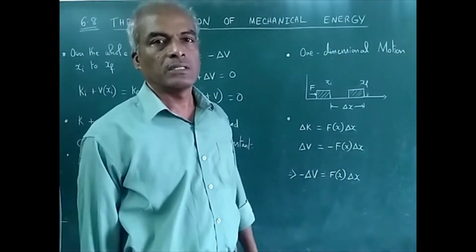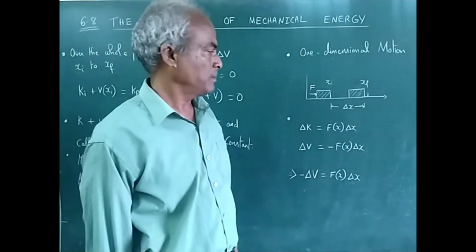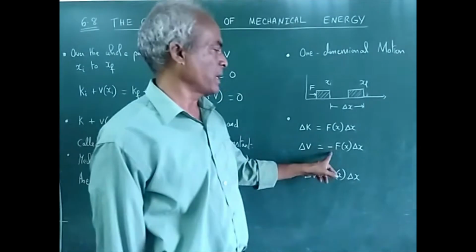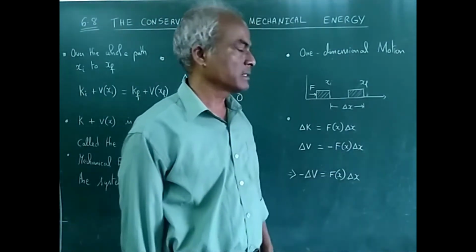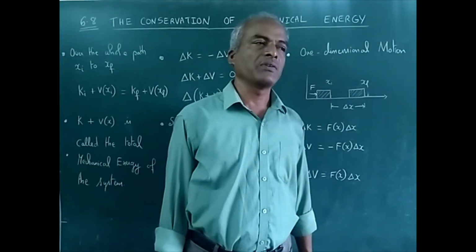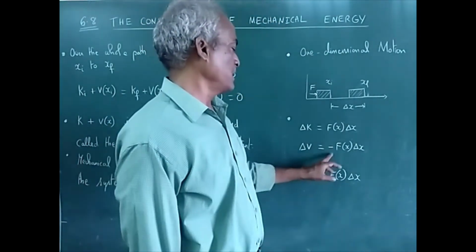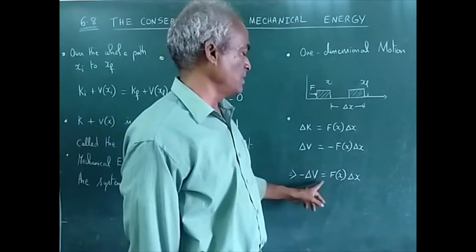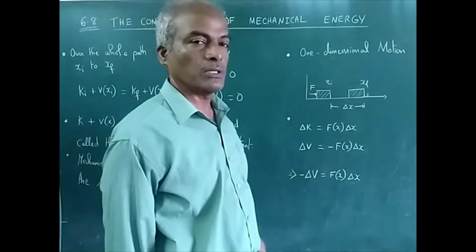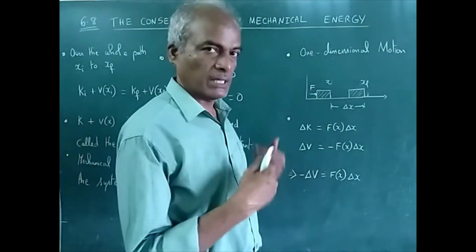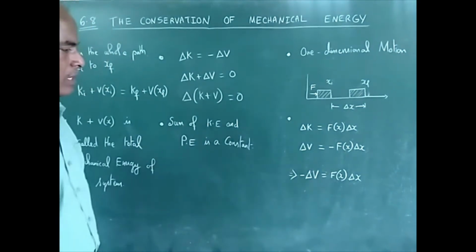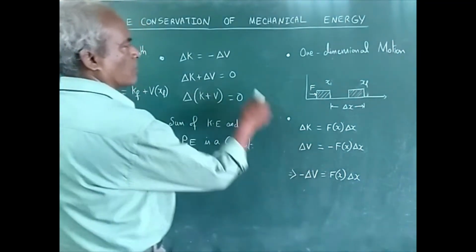Also we know that the change in potential energy because of this change in length del x is given by minus f of x into del x, because every action has an equal and opposite reaction. Bringing the minus sign to this side, you have minus del v is equal to f of x into del x. Now you see this equation and this equation, the right hand sides are both equal. That means the left hand sides have to be equal. So del k should be equal to minus del v.